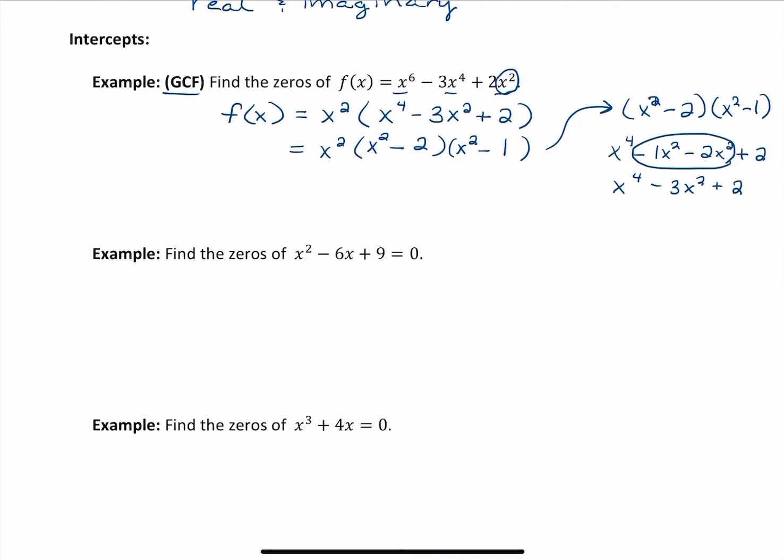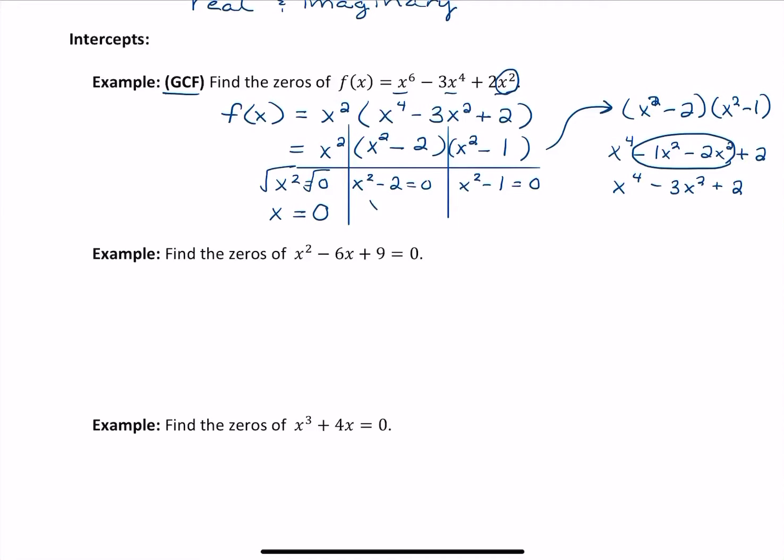Now at this point, we're going to set each factor equal to 0. So I'm going to have x squared equals 0, x squared minus 2 equals 0, and x squared minus 1 equals 0. Now on the first one, where I have just x squared equals 0, when you square root both sides, you get x equals technically plus or minus 0, but that's just 0.